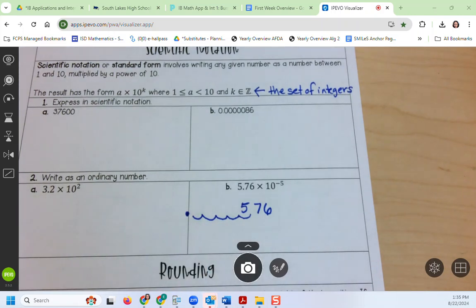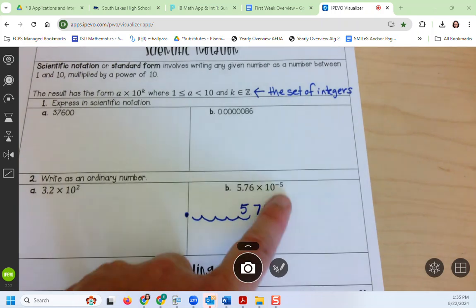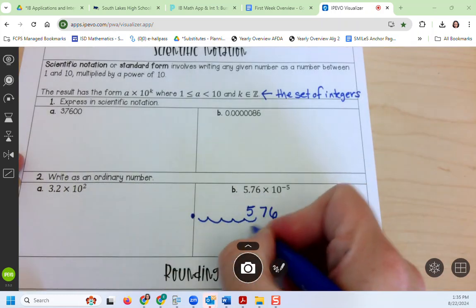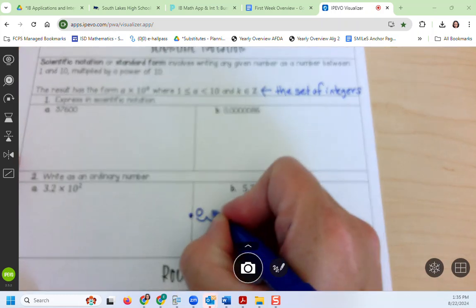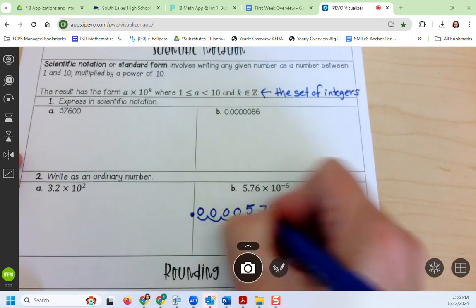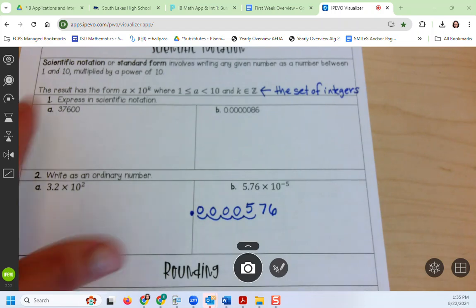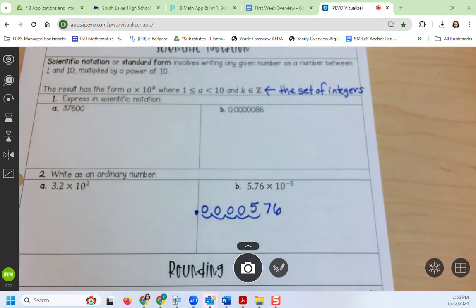So a lot of times people think about the exponent telling you how many zeros to add, and that kind of works when it's a positive exponent, but when it's a negative exponent, it's always 1 less because you have this extra space right here. So it's going to be 0.0000576. I'm going to go over all of these in a minute, but I wanted to give you some time to try it on your own before I go over all of them, okay? So you're doing 1A, 1B, 2A, 2B.